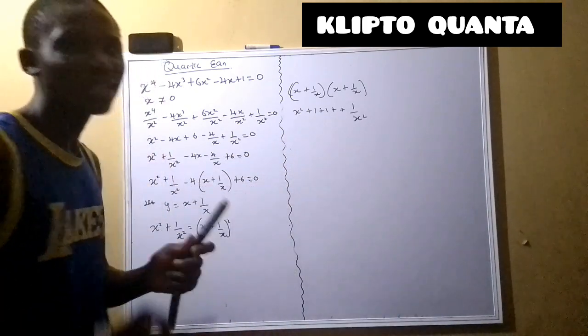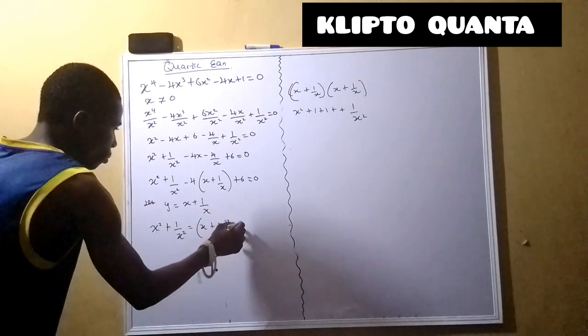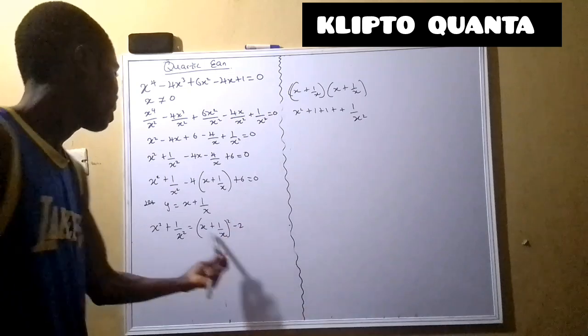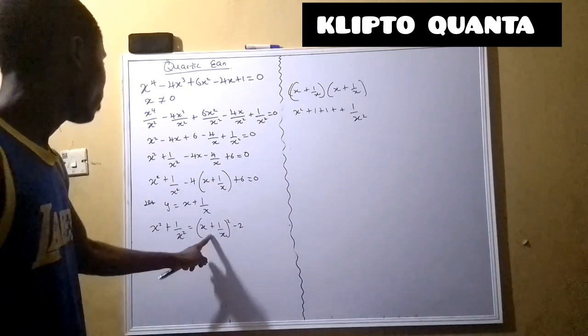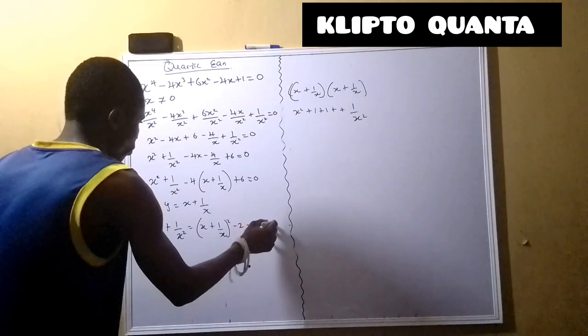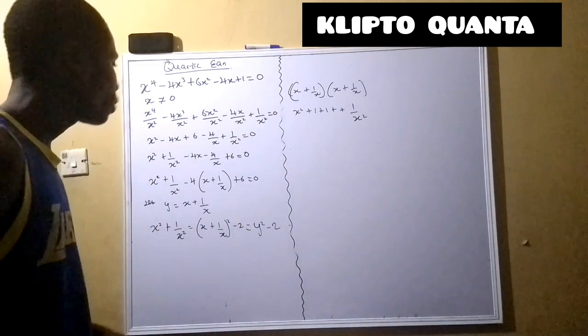So how do I make this balance? I can subtract 2 from it. So it's already balanced like that. Since you know that x plus 1 over x is y, we can say this is equal to y squared minus 2. Hope you get the logic.